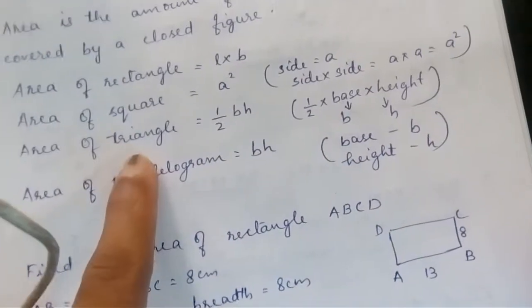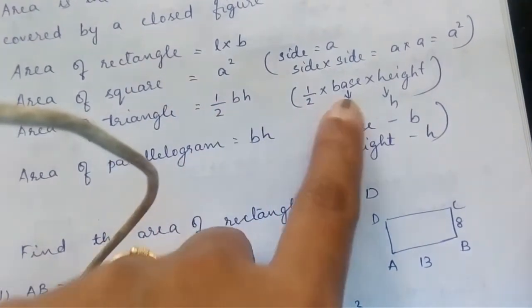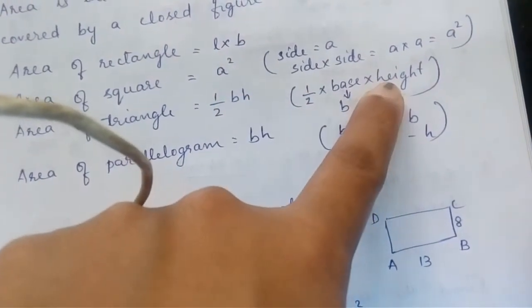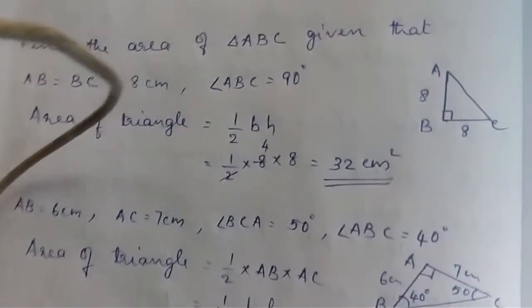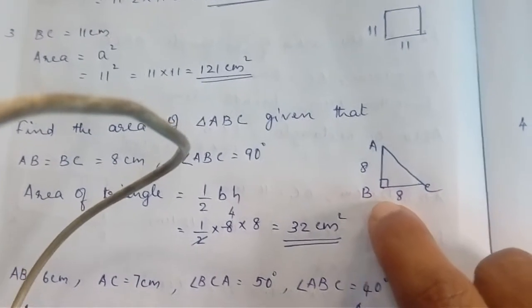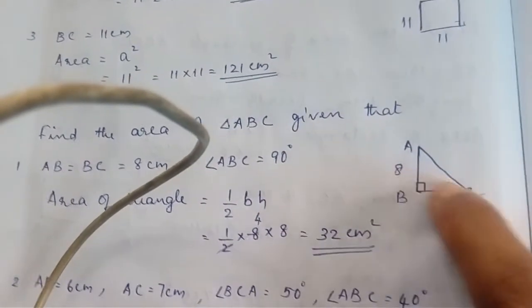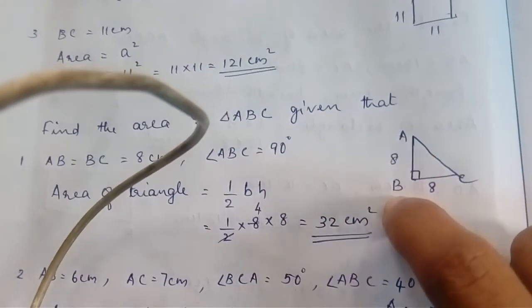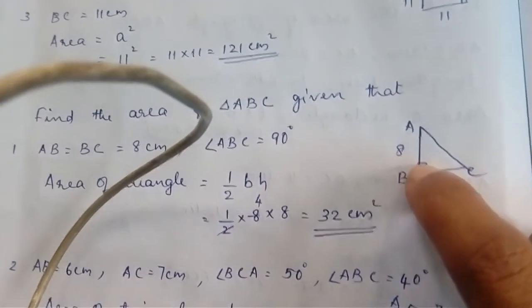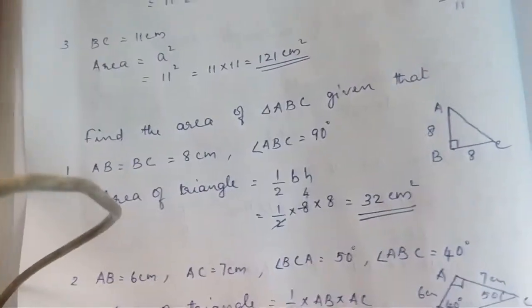Okay. Then area of triangle is half BH. This B represents base and H represents height. We can see the figure of triangle. Here you see one triangle ABC is given and it is a right angled triangle. Here you can see that 8 is the base. The horizontal line we considered as the base and the vertical line can be considered as the height. So half BH means half into 8 into 8 according to this formula. Another type of triangle is there that we will study later.